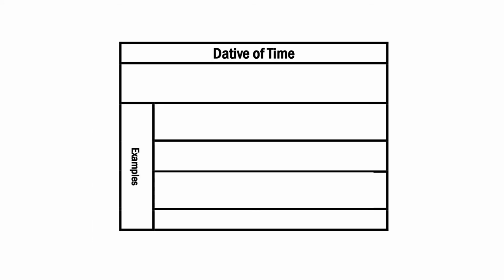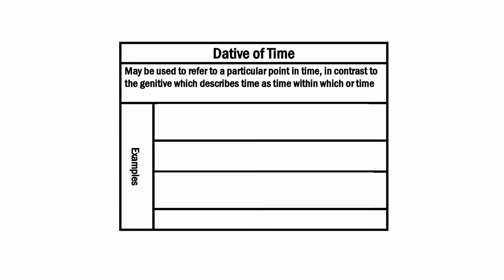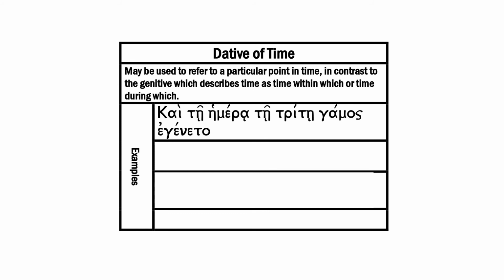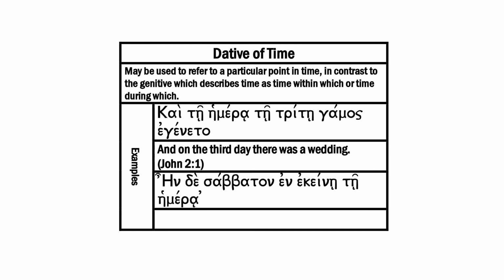Next is dative of time. It may be used to refer to a particular point in time, in contrast to the genitive, which describes time as time within which or time during which. Kai te hemera te trite gamos egeneto. And on the third day there was a wedding, John 2:1. En de sabbaton en ekeine te hemera. And it was a Sabbath on that day, John 5:9.